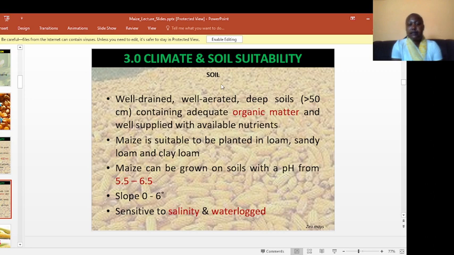The type of soil: the soil should be well drained, well aerated, deep soils of 50 centimeters, containing adequate organic matter and well supplied with available nutrients. Maize is suitable to be planted in loam, sandy loam, and clay loam. Maize can be grown on soils with a pH from 5.5 to 6.5. The slope should be 0 to 6. It is sensitive to salinity and waterlogging.